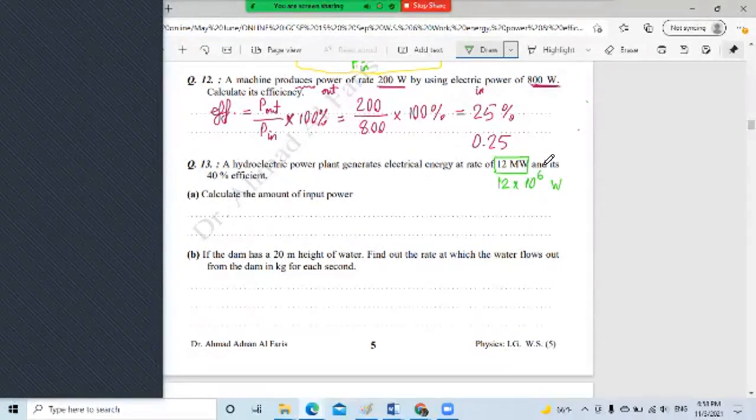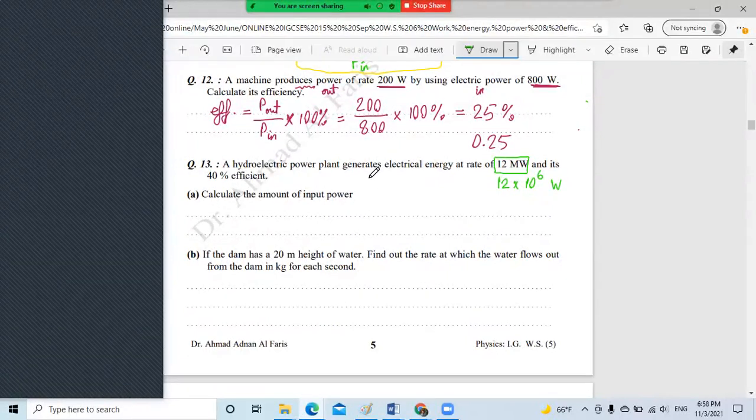Watt. And it is how much efficient? 40% efficient. That's good. Not all hydroelectric power stations are 40% efficient, they are less than 30, but let's assume that this one is 40% efficient. Part A: calculate the amount of input power. Now, let's remember, the output is electrical in hydroelectric.